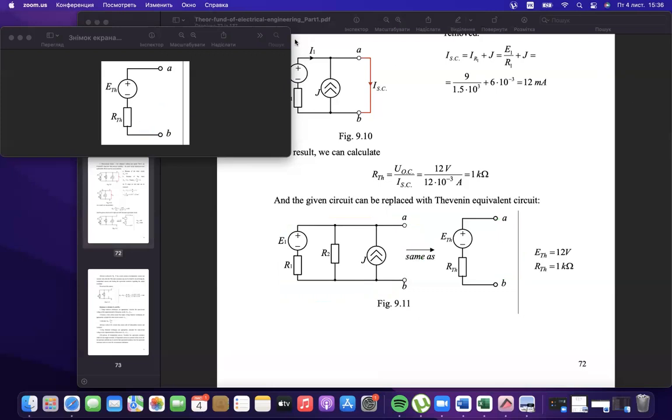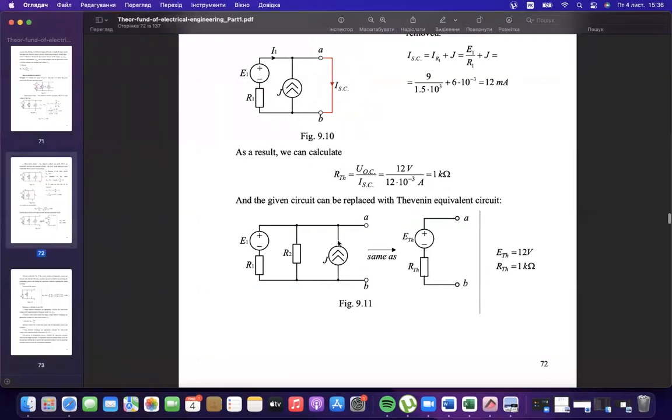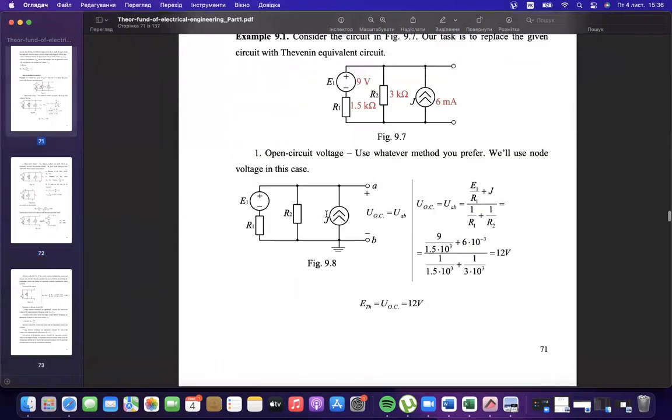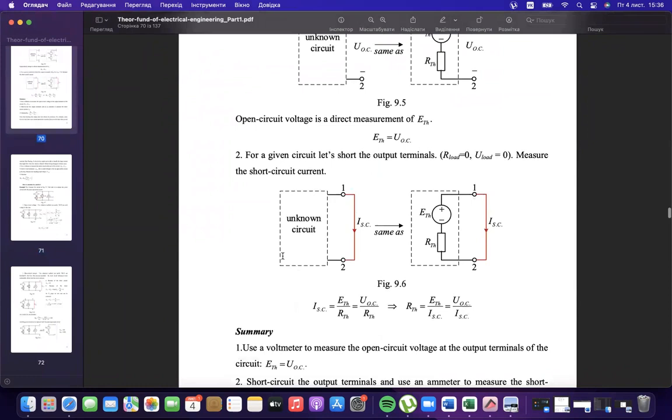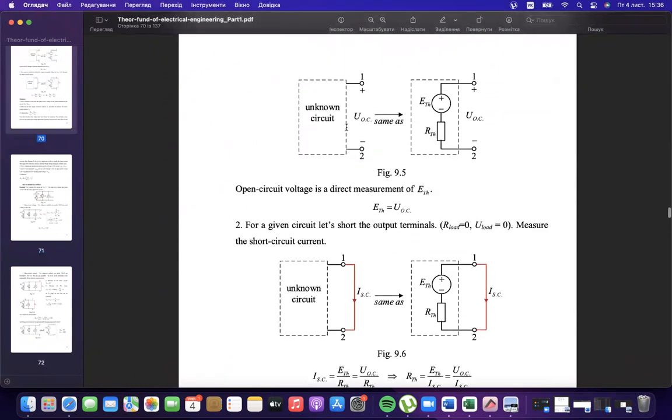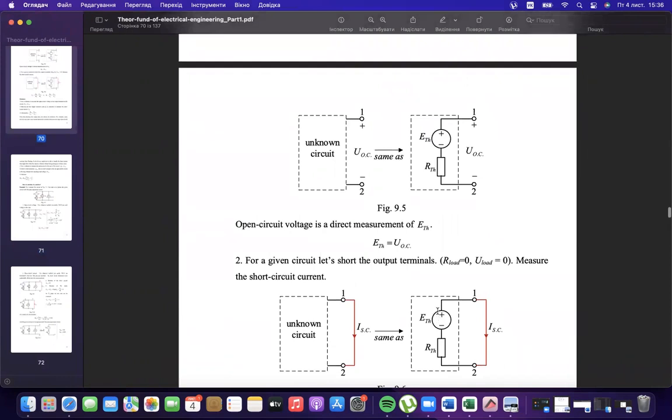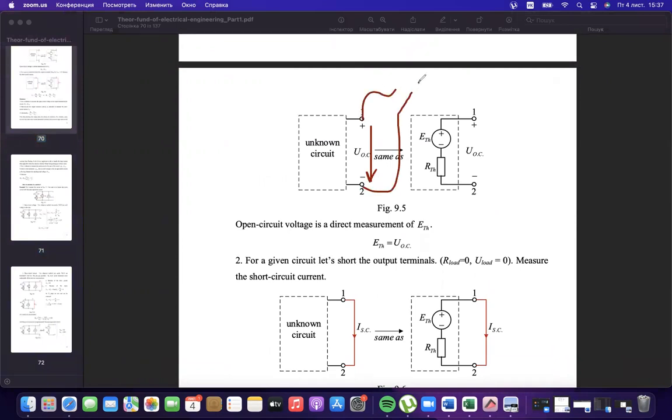Okay, perfect. Then how could it be found experimentally? If you don't have a circuit like this, you have some unknown circuit, a black box, and want to find what is inside it in the simplest form. Then you take two experiments. You are measuring voltage in open circuit mode, just adding a voltmeter here. And the value of the electromotive force will be the measurement of the voltmeter.